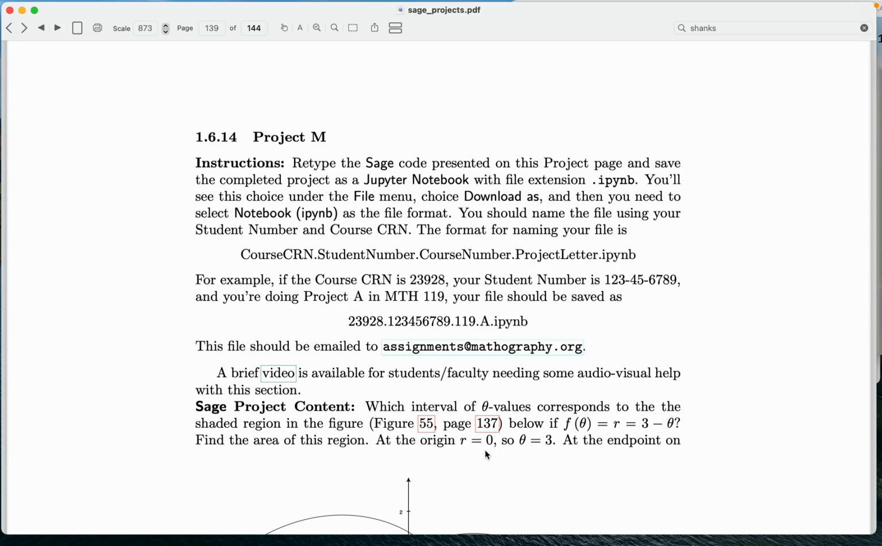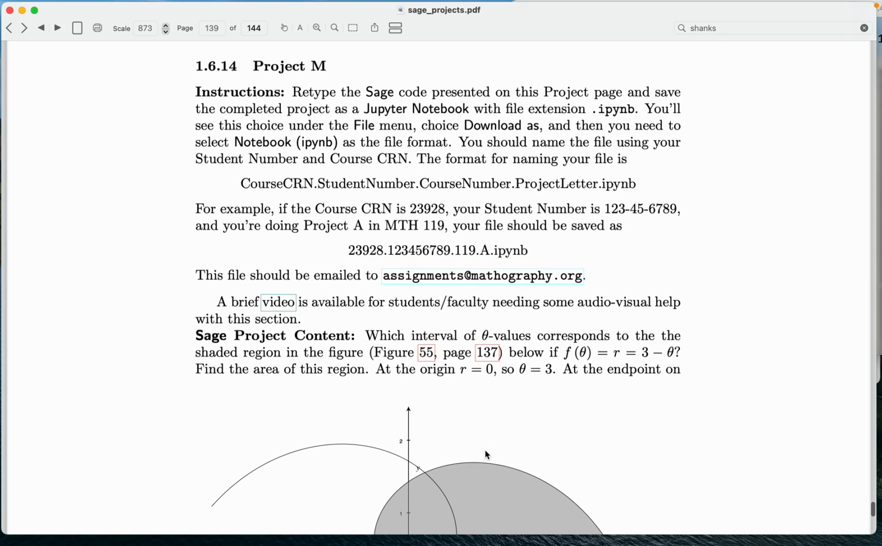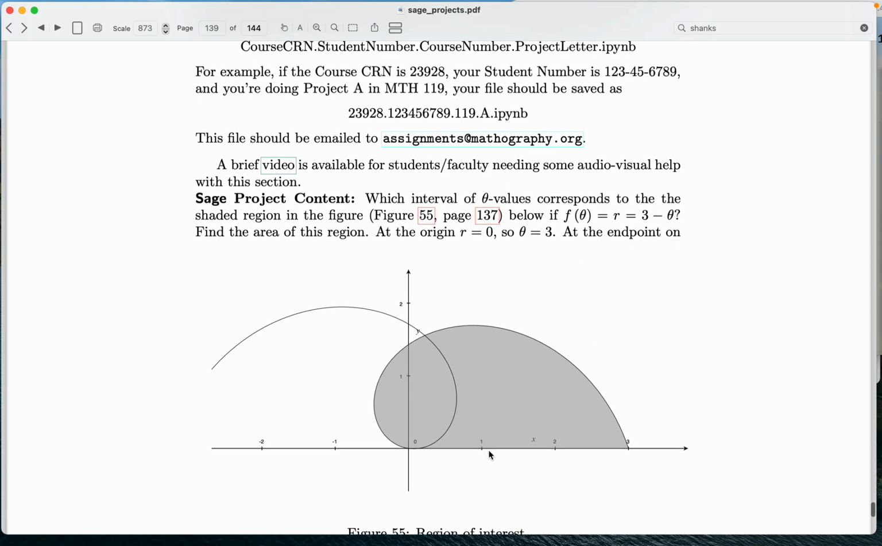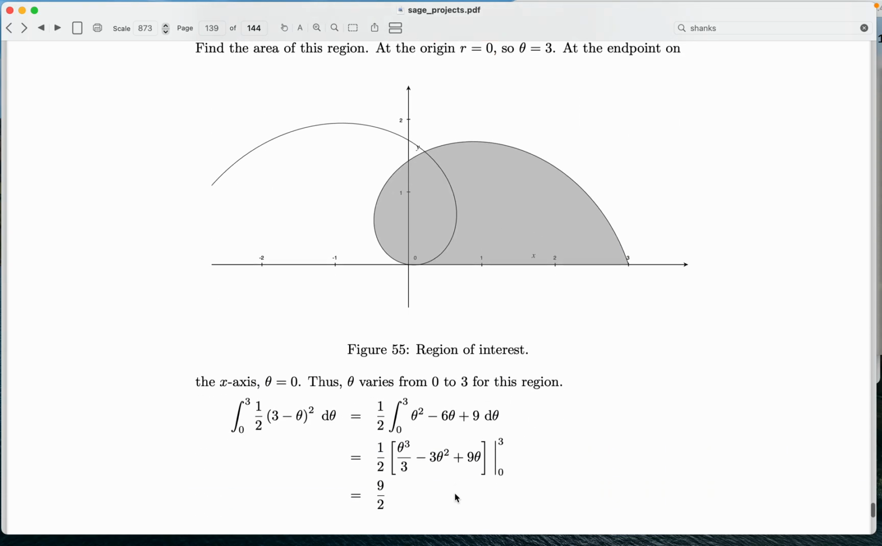Okay, we're on Project M, and it's about doing a SAGE project for Math 122. It says, which interval of theta values corresponds to the shaded region in the figure, and it's figure 55 on page 137. So I'm seeing that. This is figure 55 on page 137.